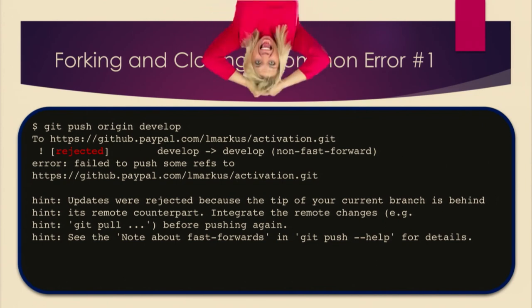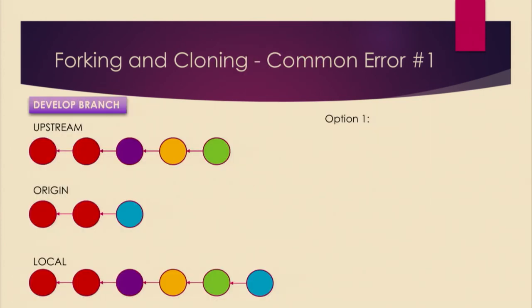Then you panic. What happened? I did everything I was supposed to do here. Well, Git's going to give you hints. Read the hints, they're very helpful. Your updates were rejected because the tip of your current branch is behind. What does that mean? You had pushed this initially because you kind of got ahead of yourself, then you rebased, and now you're trying to push again, but you're running into the exact same problem.